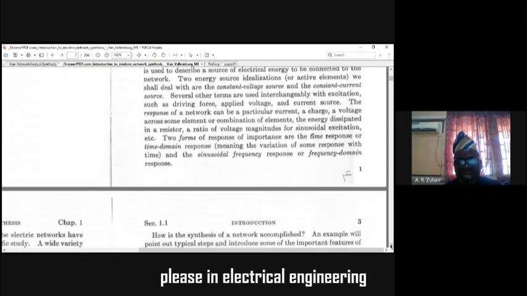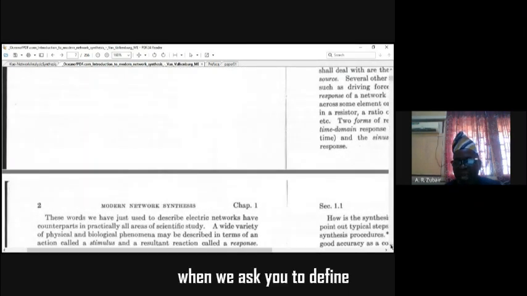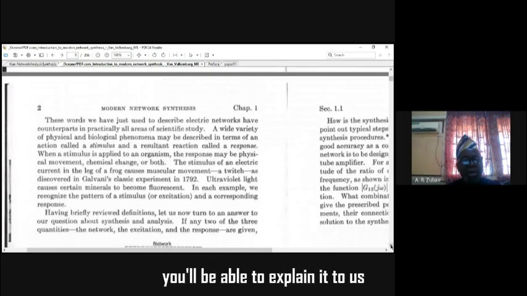Please, in electrical engineering, we're interested in definitions. When we ask you to define or explain what you understand by certain things, you'll be able to explain it to us.